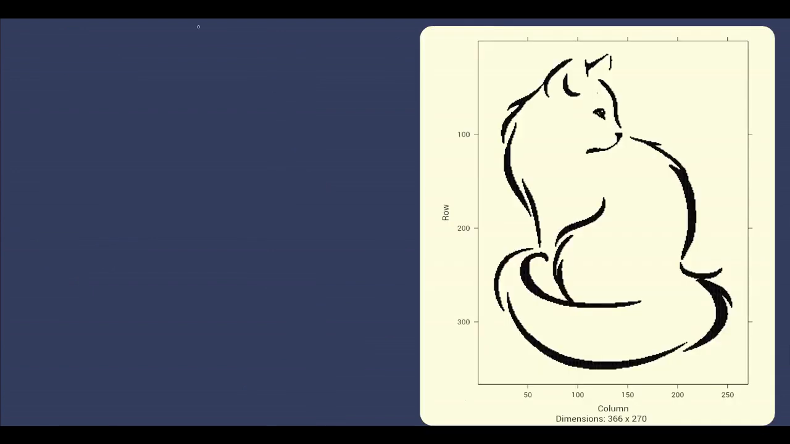So how exactly do we digitally represent pictures? We'll take this drawing of a cat. This is what we call a binary image because it's made up of either black squares or white squares, and each of the little squares in the image is called a pixel. So there are 366 pixels along the rows and 270 pixels along the columns.